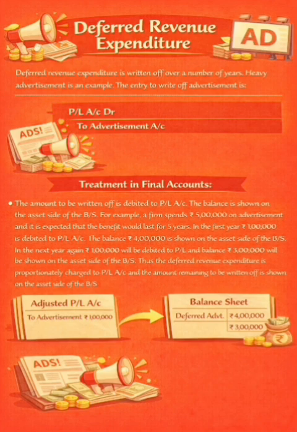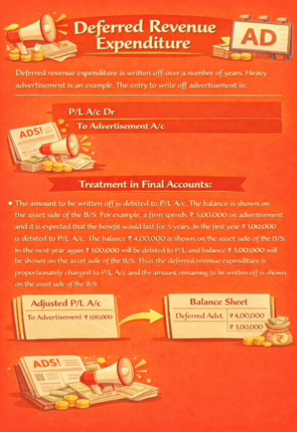Deferred revenue expenditure. Deferred revenue expenditure is written off over a number of years. Heavy advertisement is an example. The entry to write off advertisement is profit and loss account debit to advertisement account. Treatment in final accounts. The amount to be written off is debited to profit and loss account. The balance is shown on the asset side of the balance sheet.